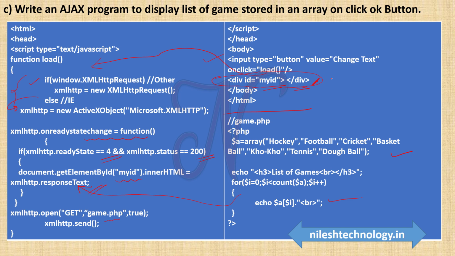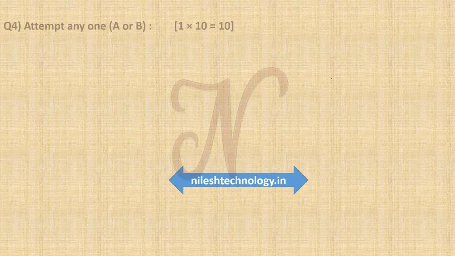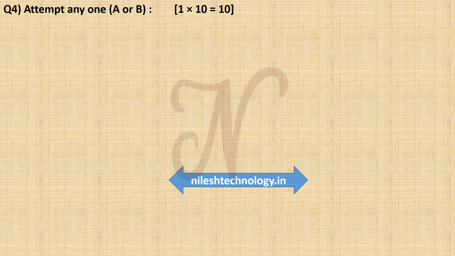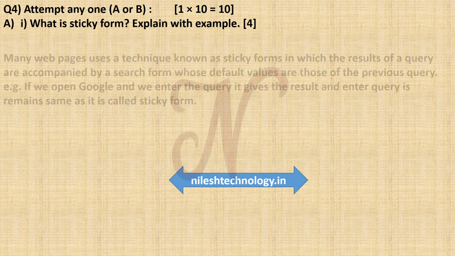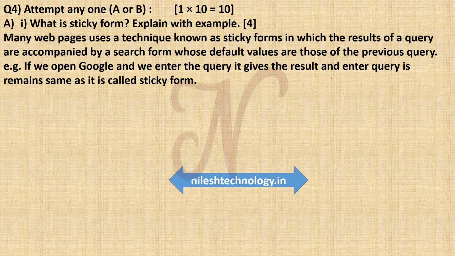Then going to the next question. My next question is question 4, attempt any one, A or B. A or B is 4 plus 4 plus 2 marks. So the first one is: what is a sticky form? Explain with an example.